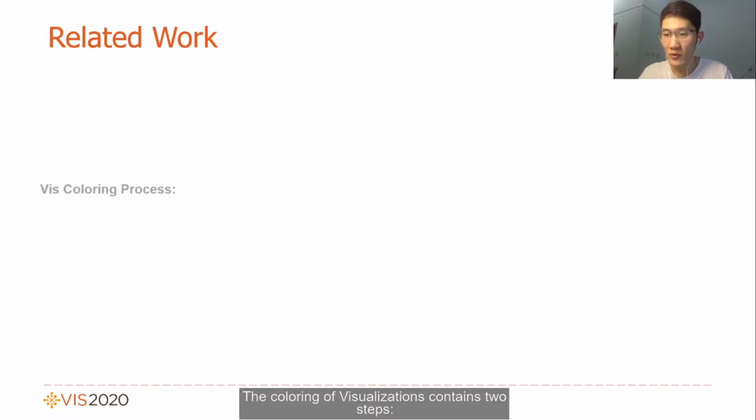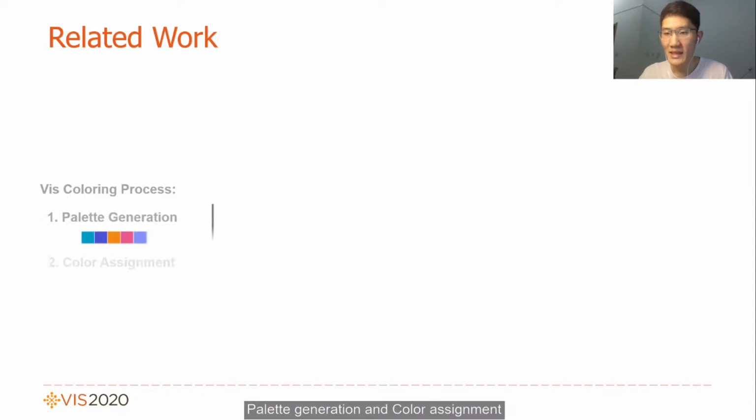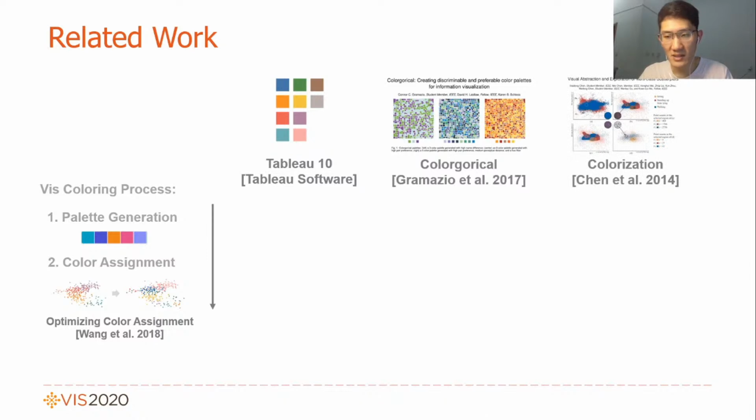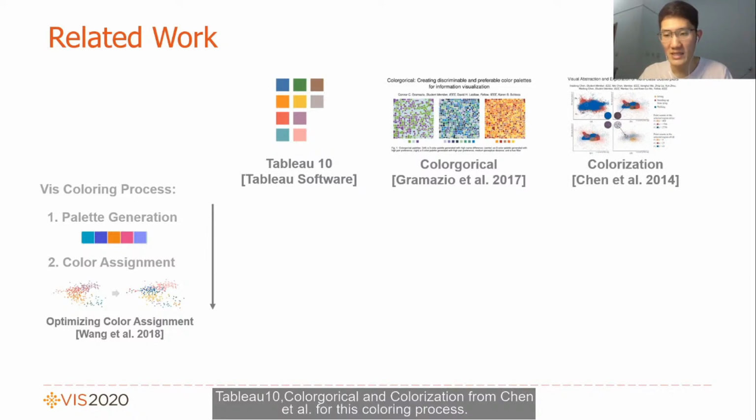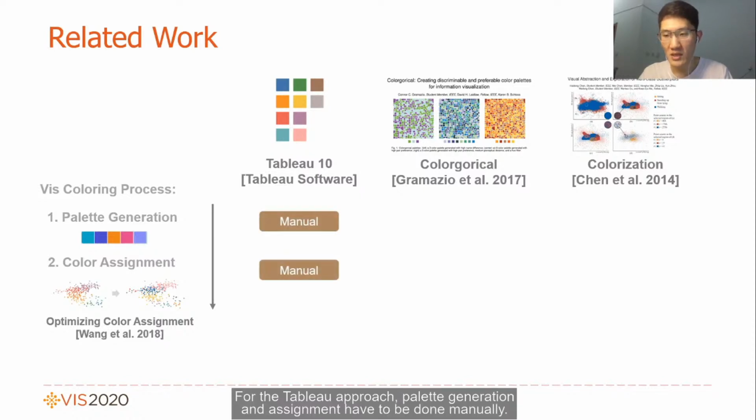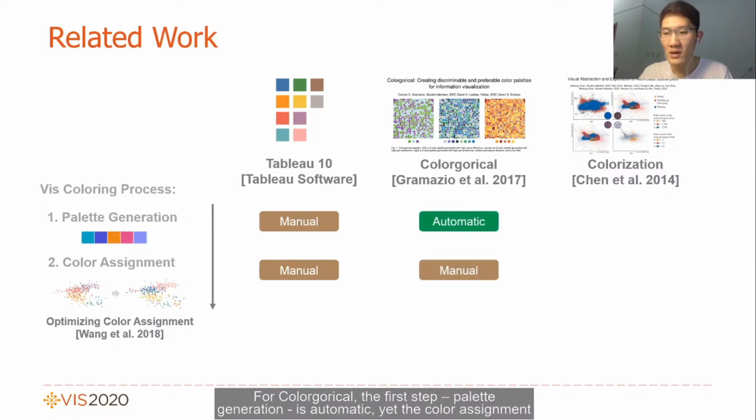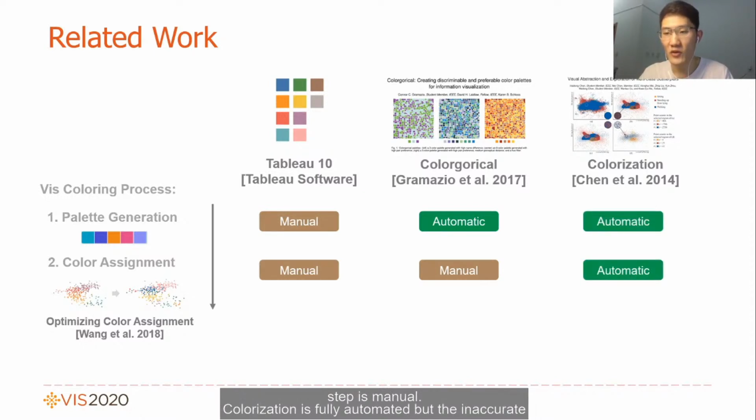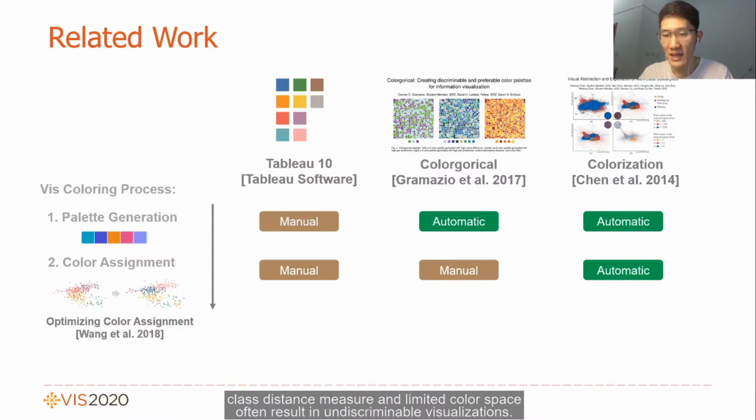The coloring of visualizations contains two steps, palette generation and color assignment. We use three state-of-the-art methods, Tableau 10, Categorical, and Colorization from Qian et al. for this coloring process. For the Tableau approach, palette generation and assignment have to be done manually. For Categorical, the first step, palette generation, is automatic, yet the color assignment step is manual. Colorization is fully automated, but the inaccurate class distance measure and limited color space often result in undiscriminable visualizations.